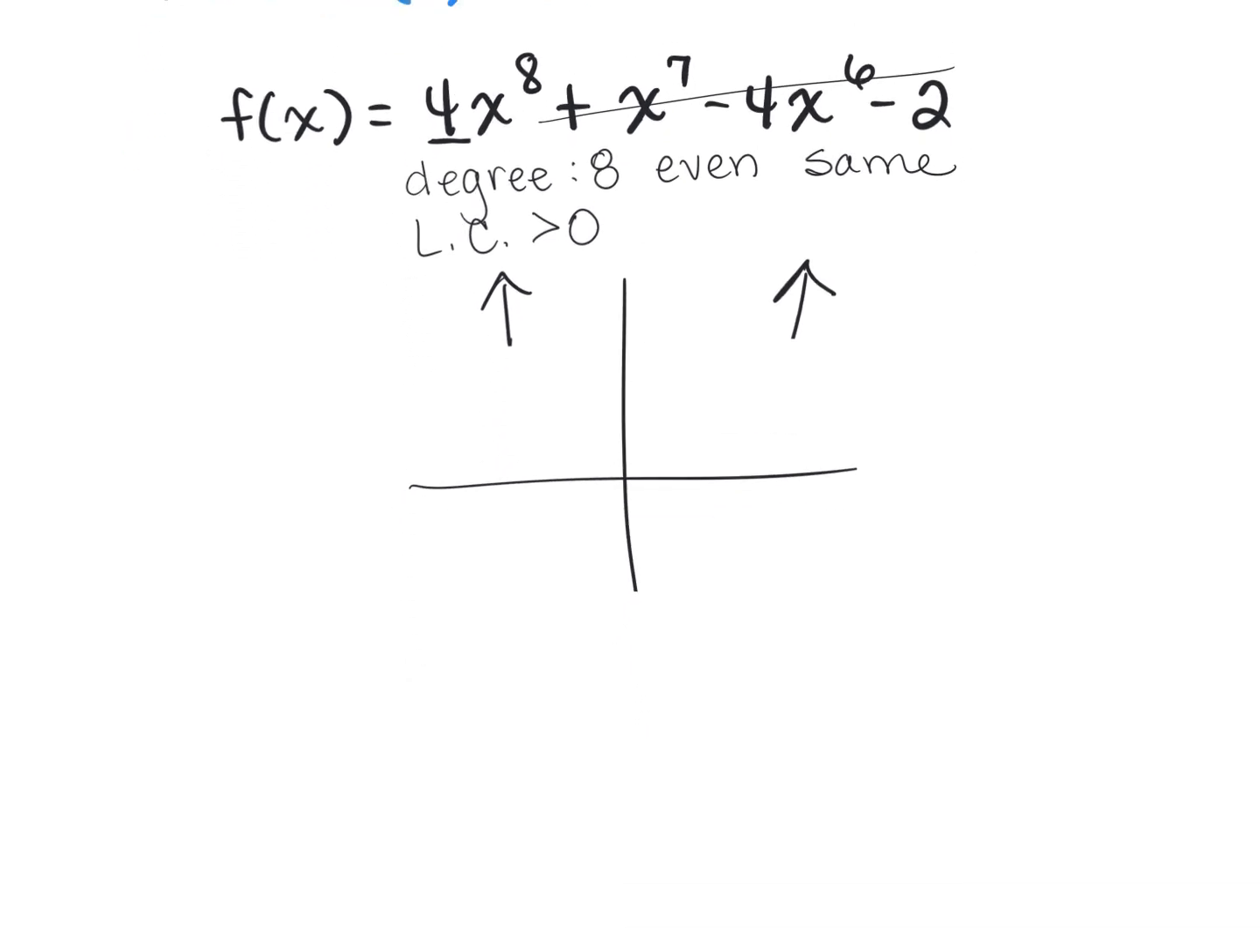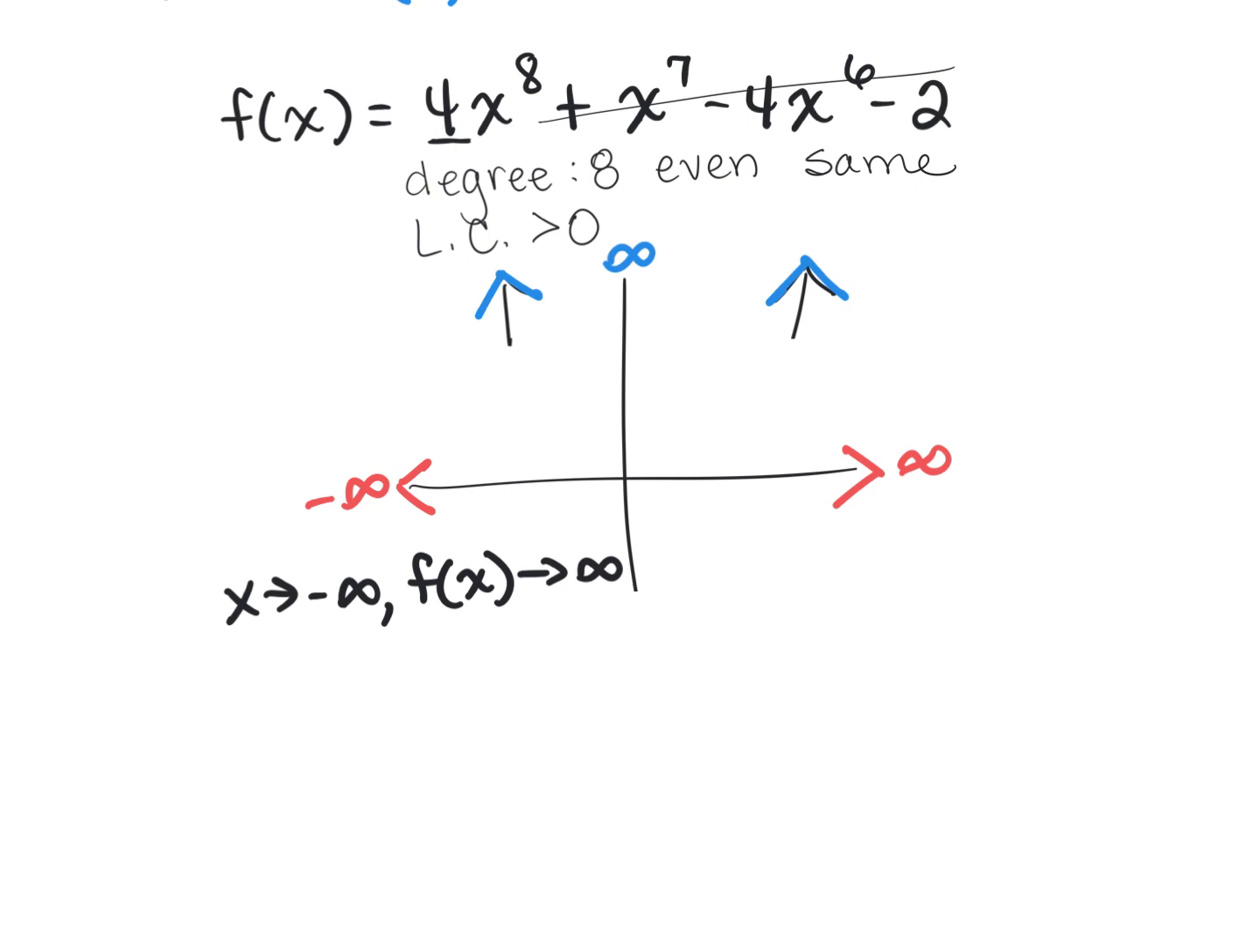So as we write this, we are looking at when x goes this way, y goes this way, and as x goes this way, again, y goes this way. So to write that down, we have x is approaching negative infinity, going over to the left. The y value, or f of x, is approaching positive infinity. And on the other side, as x is approaching positive infinity, and my x's are getting very, very large, then f of x is approaching positive infinity.